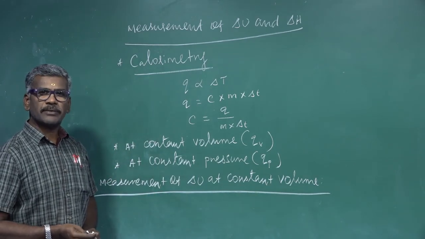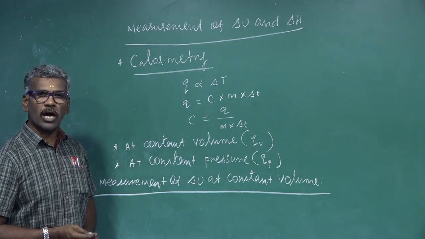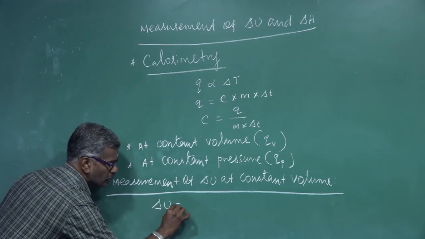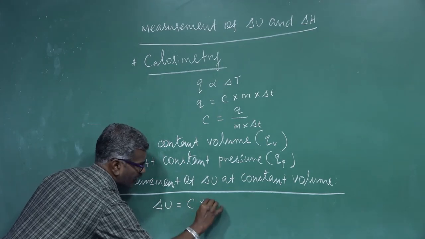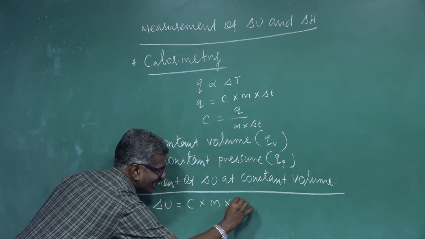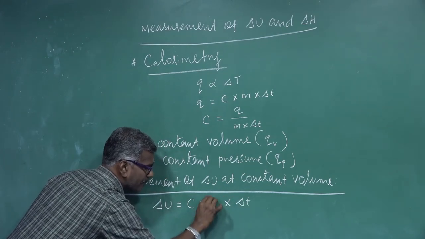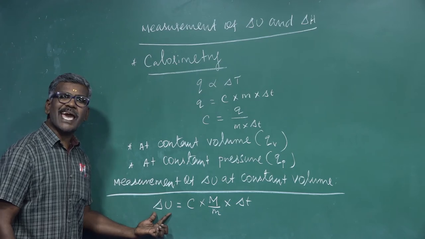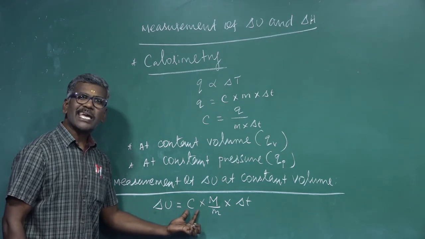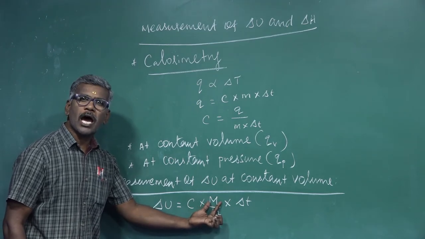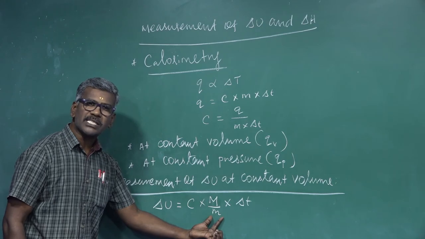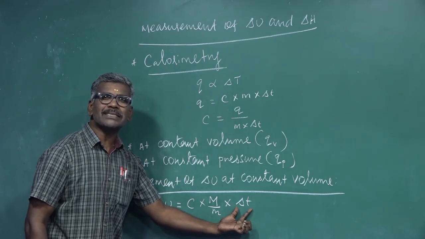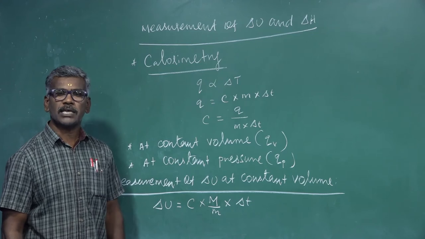For any chemical reaction, the amount of heat absorbed at a constant volume can be measured by the bomb calorimeter. This equation becomes delta U = C M delta T. Here, M is capital M divided by small m. Delta U is the change in internal energy, C is the heat capacity, capital M is the molar mass of the substance, small m is the amount of substance taken in the process, and delta T is the change in temperature. This equation can be explained by the bomb calorimeter.